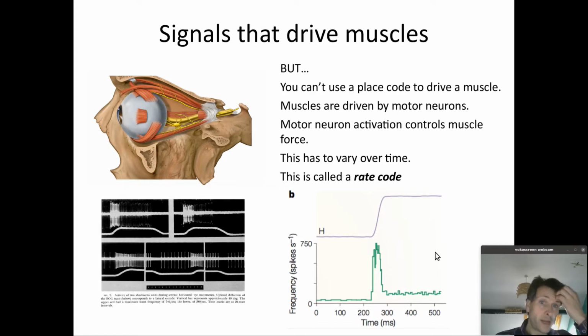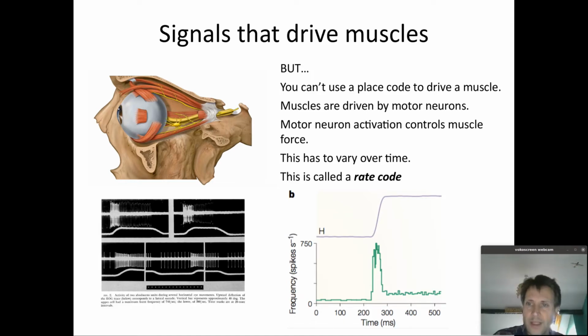But you can't use a place code to drive a muscle, because if you drive a muscle with a fast signal, so with a lot of neuron spikes per second, then you will get a large response from the muscle. And if you drive it with a slow response, or just a few spikes per second, then you will get a kind of weak response. So somehow we need to create a signal for the motor neurons that drive the muscles. And we need this signal to vary over time.